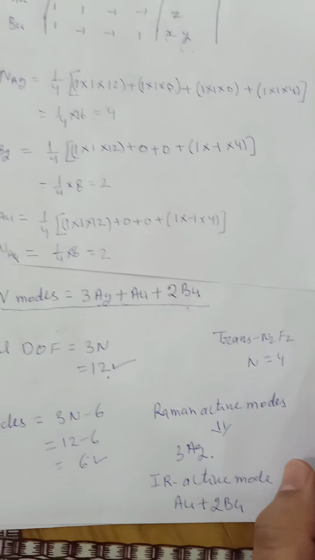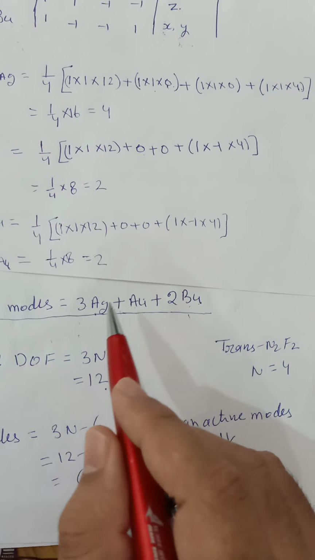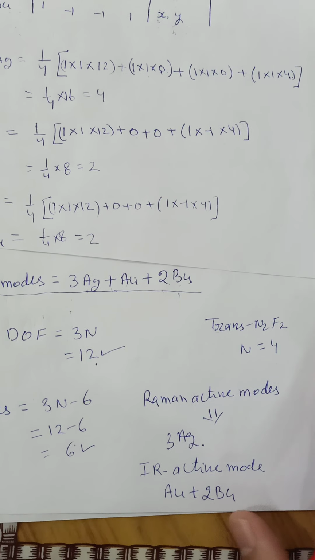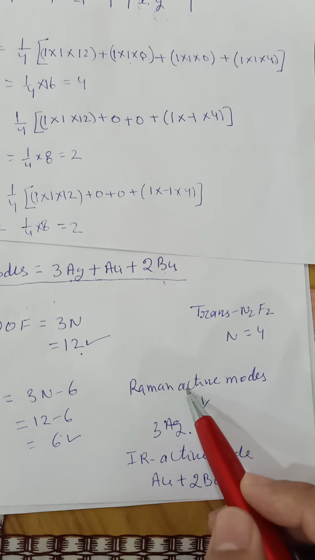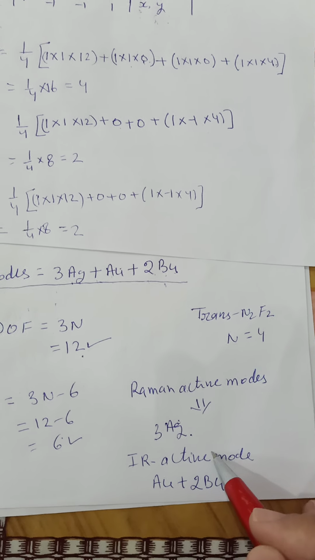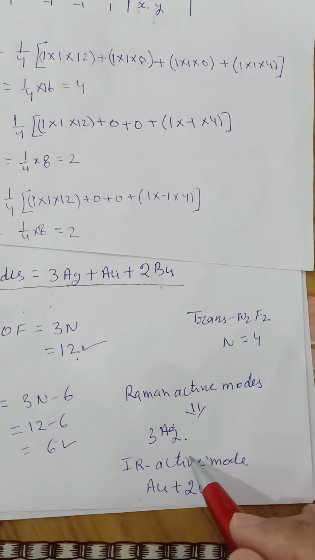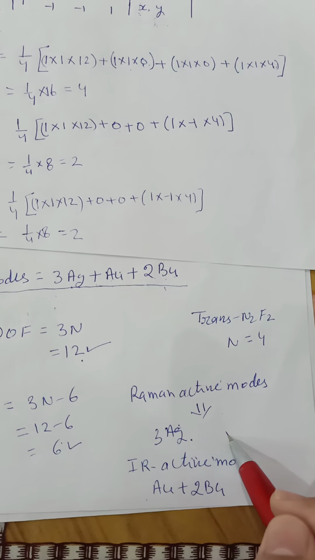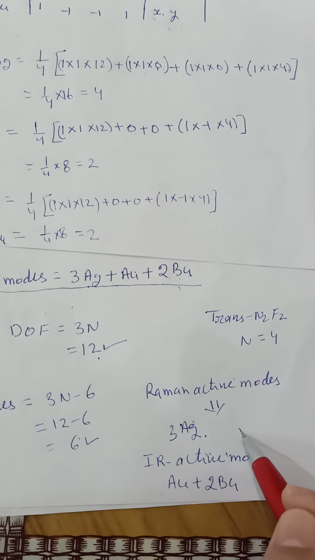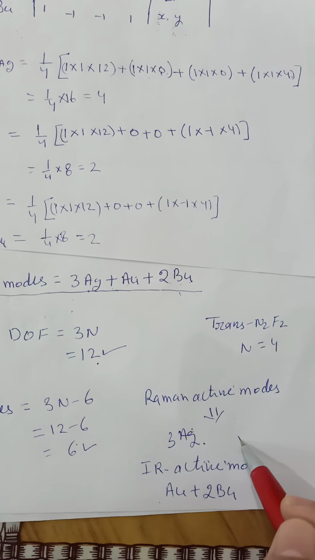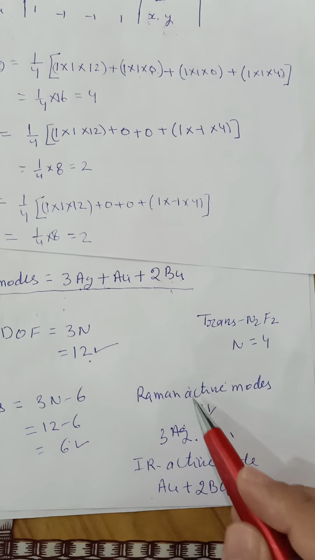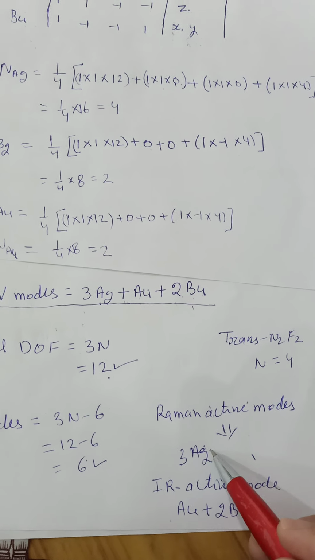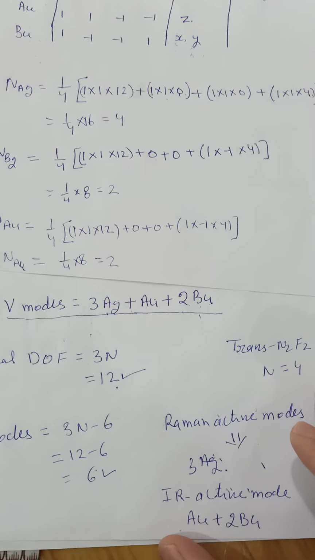Now you see, in vibration modes we have Ag, AU and BU, and among these, only Ag is Raman active and it is IR inactive, whereas AU and BU are IR active and Raman inactive. So this justifies our mutual exclusion principle, which states that for the vibration modes of a molecule, if the molecule has a center of symmetry, Raman active modes will be IR inactive and IR active modes will be Raman inactive. This is the end for today's class.